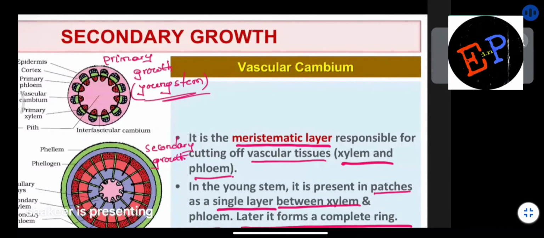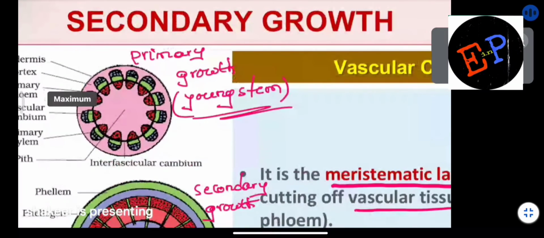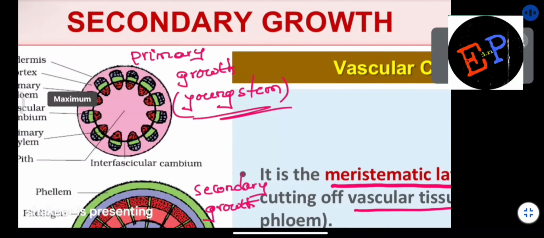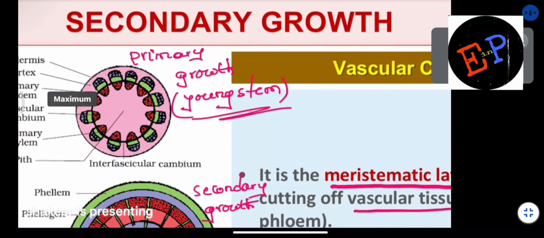We call it a young stem. In the young stem you are seeing these green-colored discontinuous lines, no? These green discontinuous lines are called cambium. Previously they were in patches. Patches means they were not continuous.